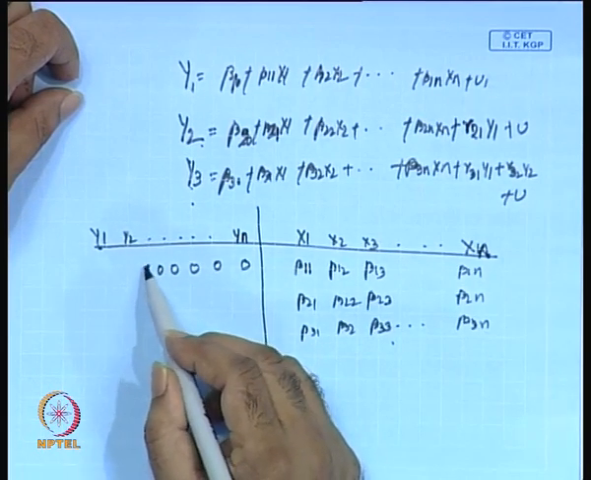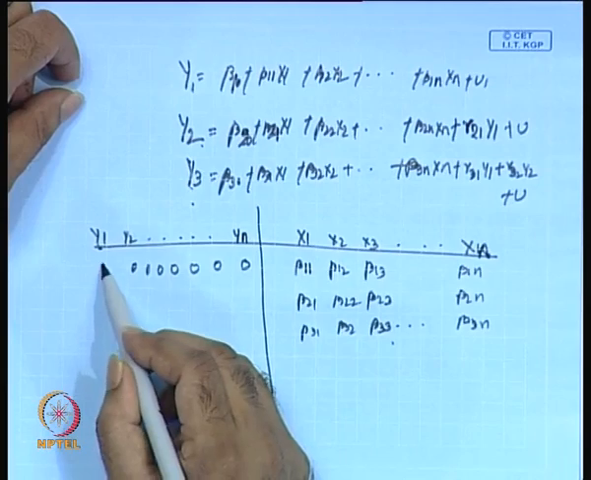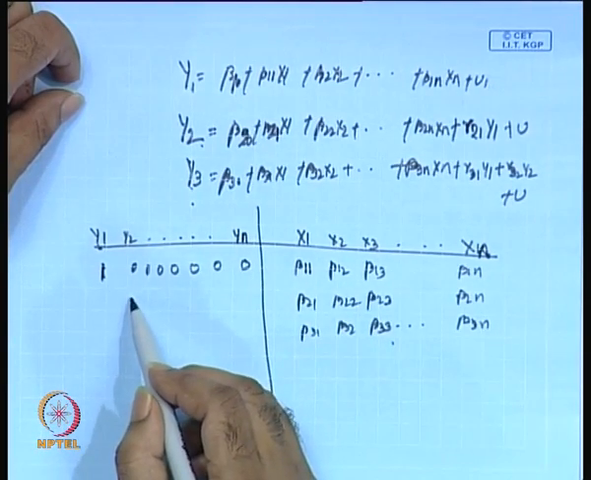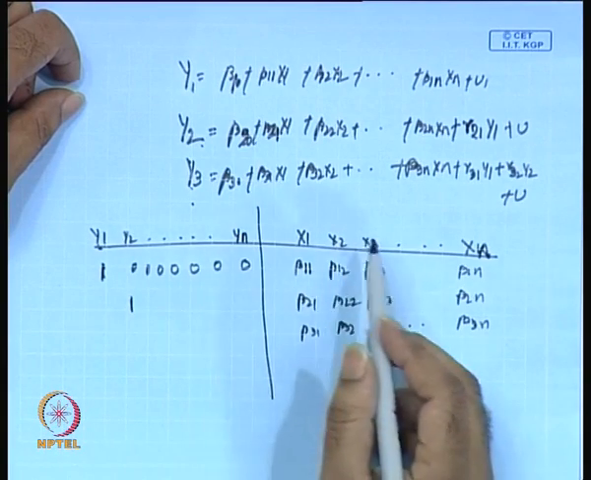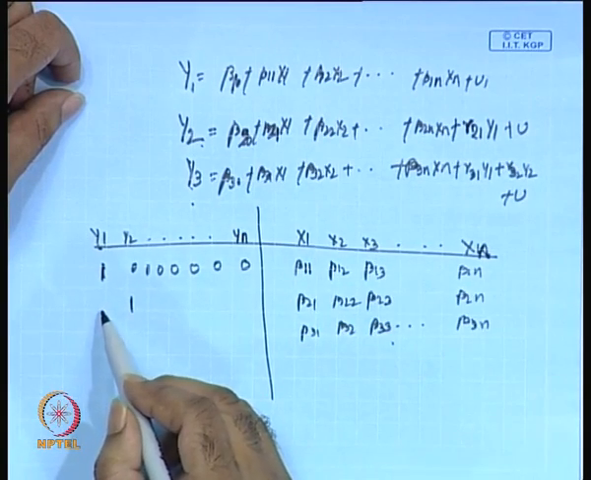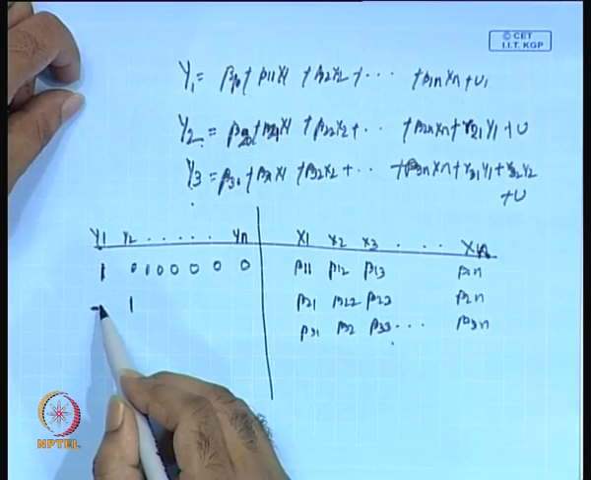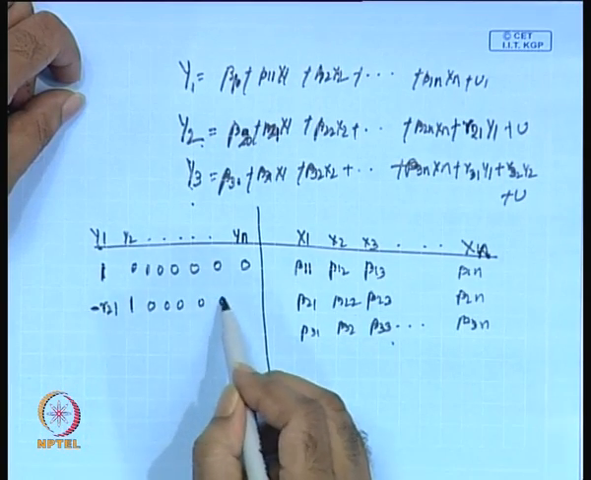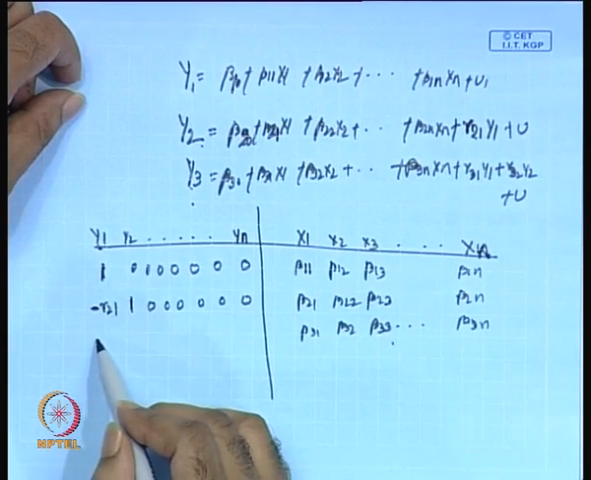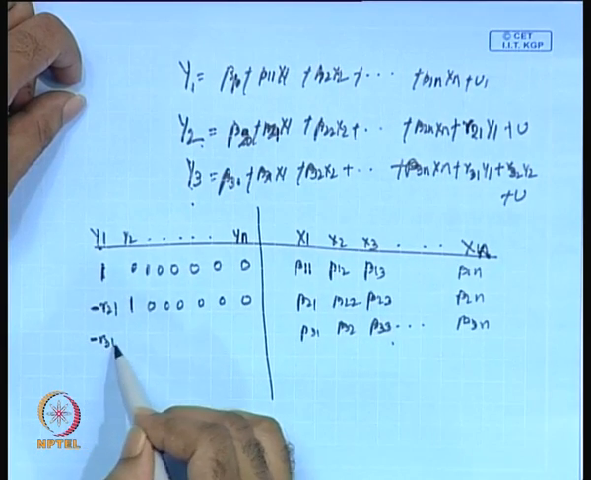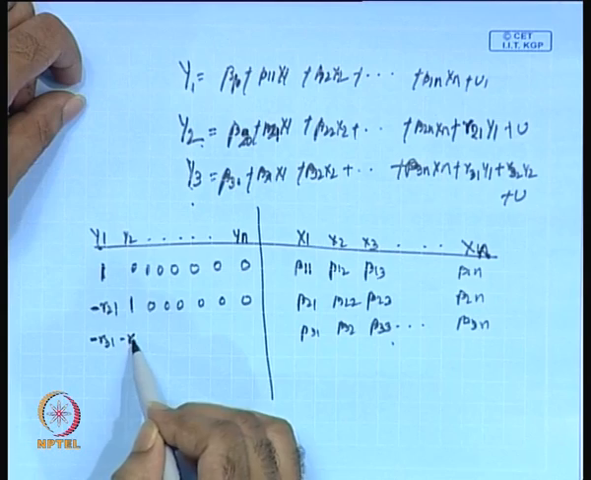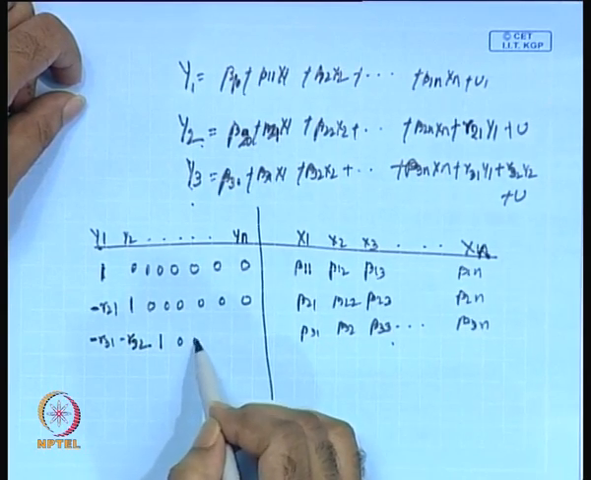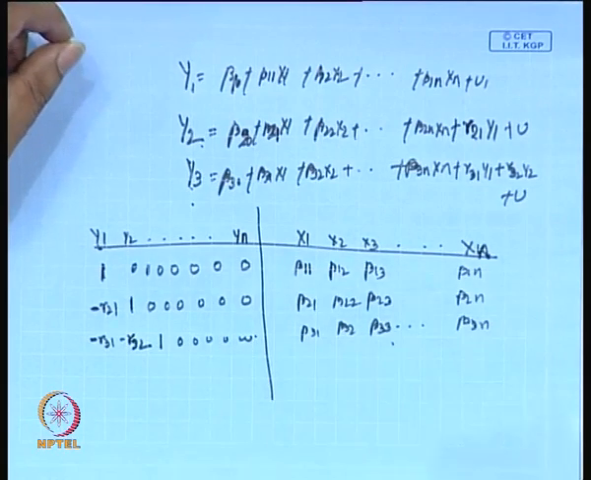These are all 0 here except the first equation, 1. In the second equation, y2 becomes 1 and y1 becomes minus gamma 2 1. The others remain 0. In the third case, it is minus gamma 3 1, minus gamma 3 2, then this is 1, then these are all 0. So this is how it proceeds.